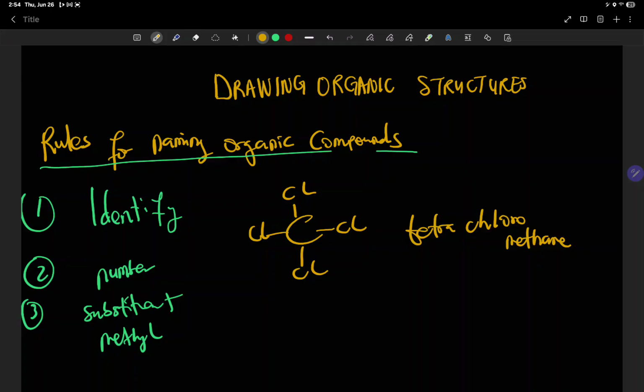And please don't play with the rules. Remember what I say, the rules are very, very necessary when we are dealing with organic compounds.